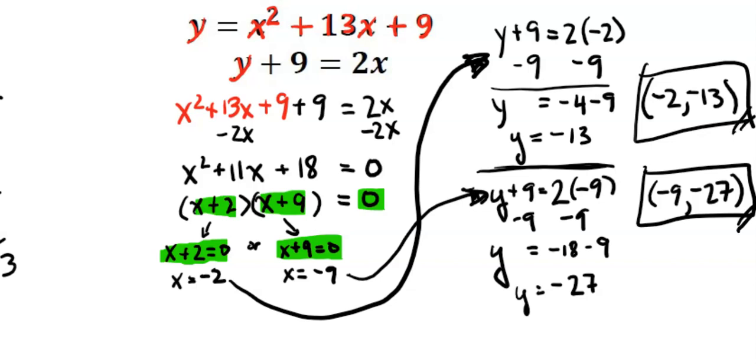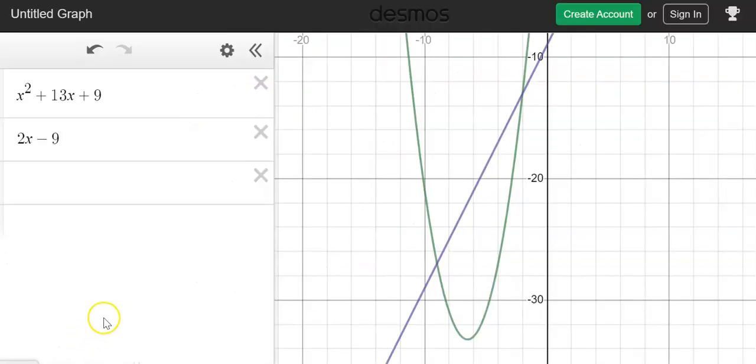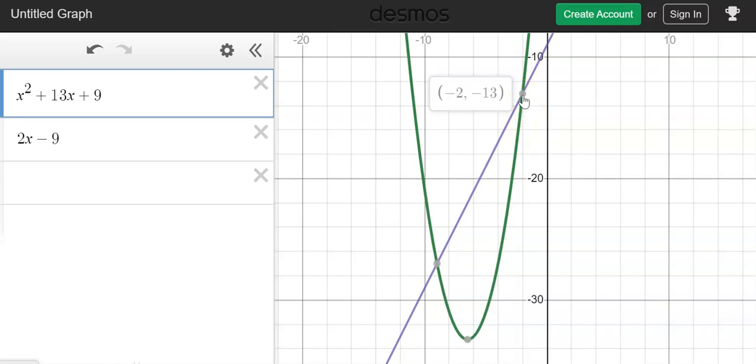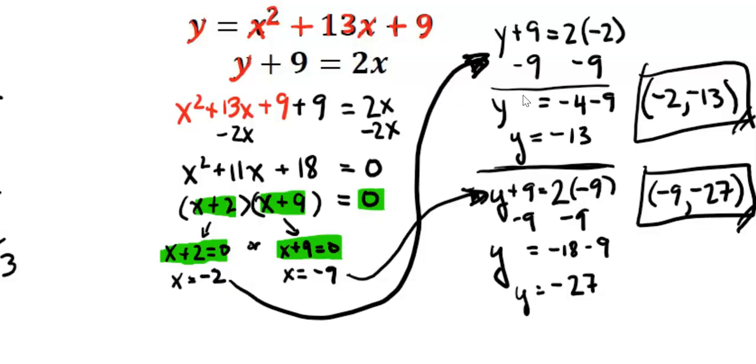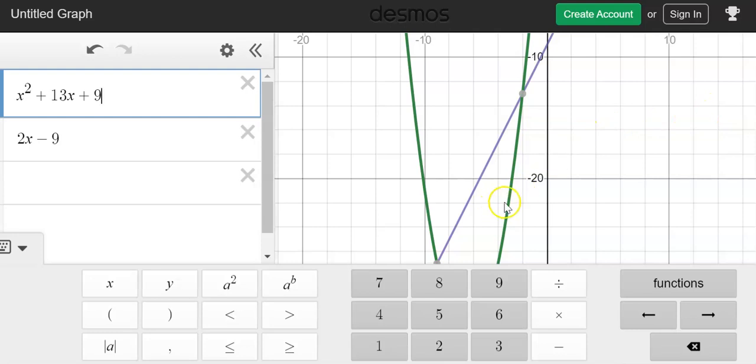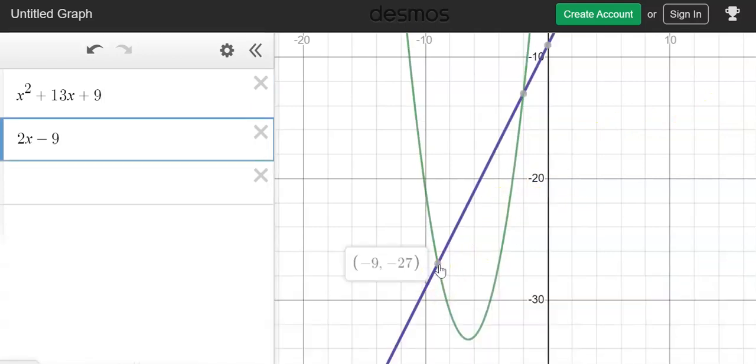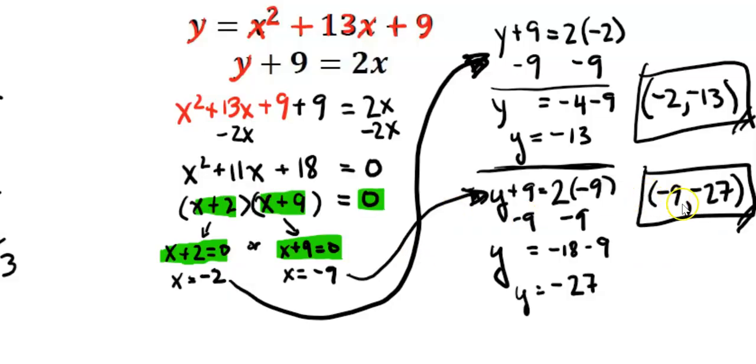But I want to check it in Desmos to see what it looks like, so I'm going to put those in and just verify. Now, in order to put this in Desmos, I had to solve the second equation for y. So I just had to subtract 9 from both sides, and I got 2x minus 9. So these are my two equations graphed here together. And if I click on one of those graphs, it shows that this one's at negative 2, negative 13, just like we found. And the other side down here is negative 9, negative 27, which is the same as the solution that we found here, negative 9, negative 27.